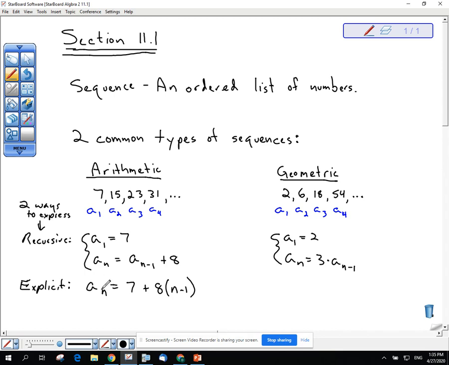I'm finding a sub 198 by plugging 198 in here for n, and then you would just do the math. 198 minus 1, take that number times 8, take that number plus 7, that'll give you that. The explicit formula for geometric has its own little thing, and the first term is 2, and what are you doing? You're multiplying that number by 3 a certain number of times, okay? And it's to the n minus 1.